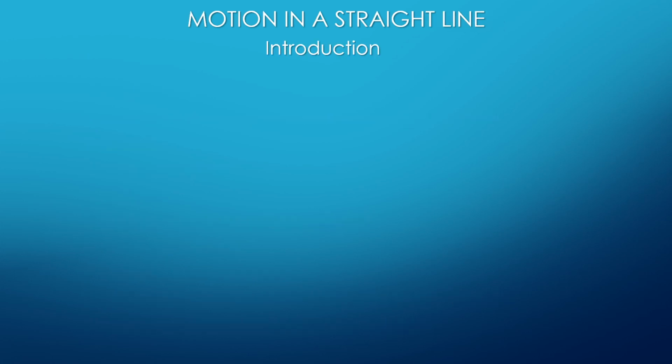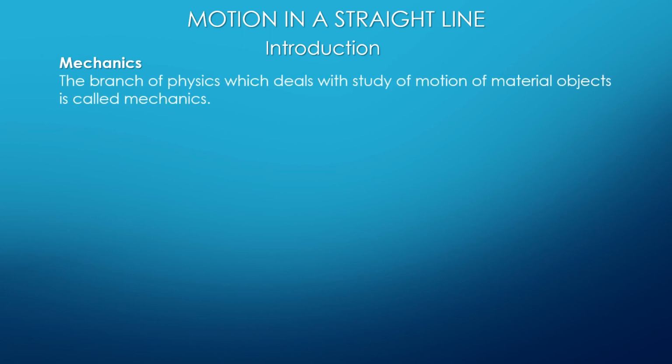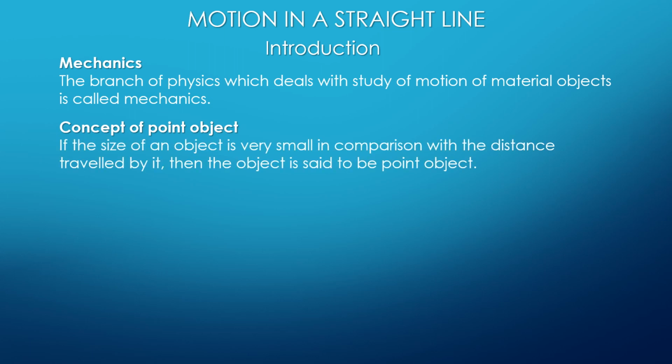Let's understand mechanics. It's a branch of physics which deals with the study of motion of a material object. It's nothing but a study of motion, that is called mechanics. Next, we talk about the concept of point object. If the size of an object is very small in comparison with the distance traveled by it, then the object is said to be point object.